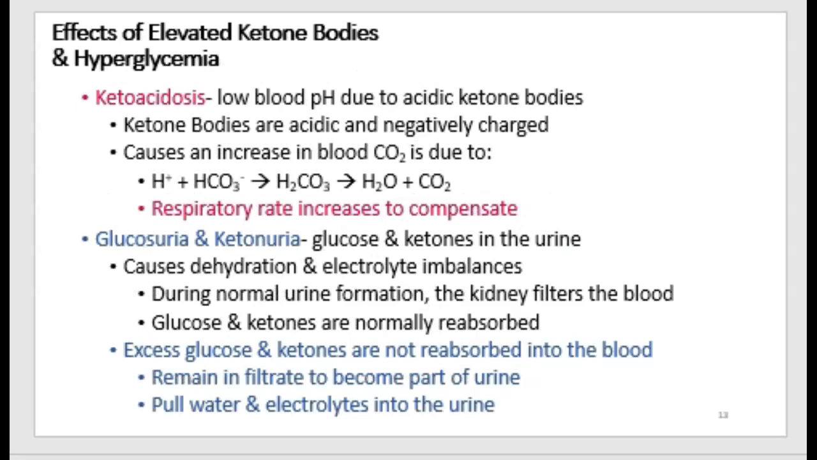A little bit about these ketone bodies and hyperglycemia. Some of you may have heard of the term ketoacidosis. Ketoacidosis, by definition, is low blood pH due to the acidic ketone bodies present in the blood. They can cause an increase in carbon dioxide in the blood.